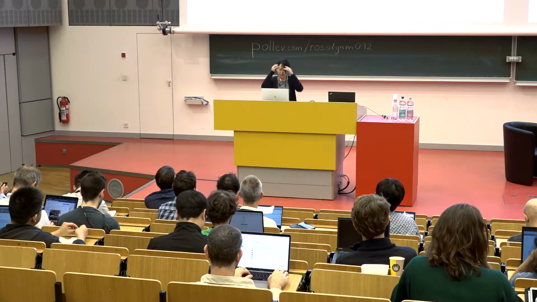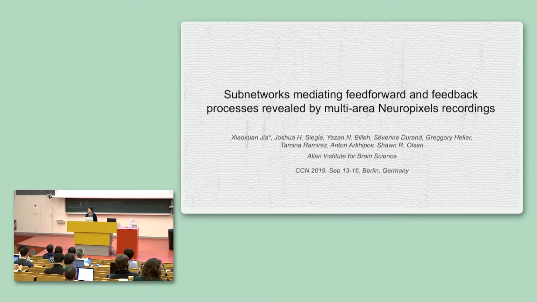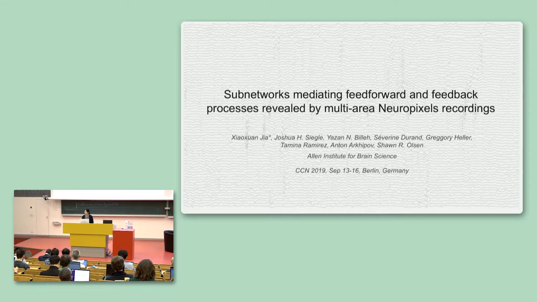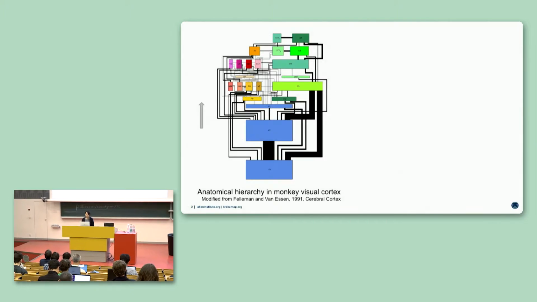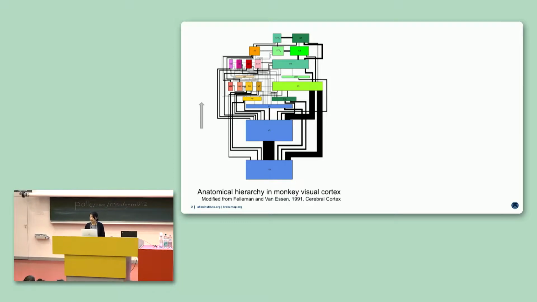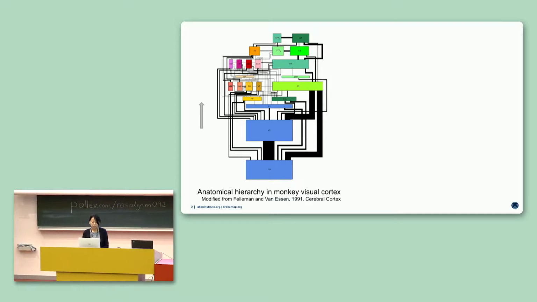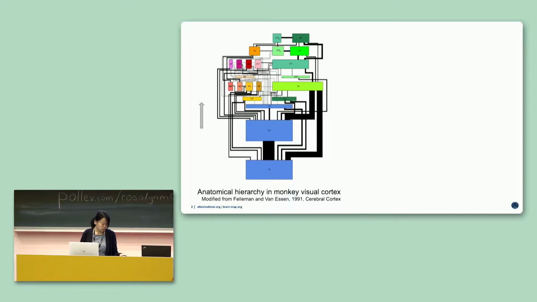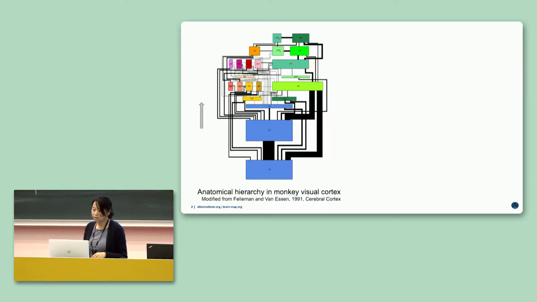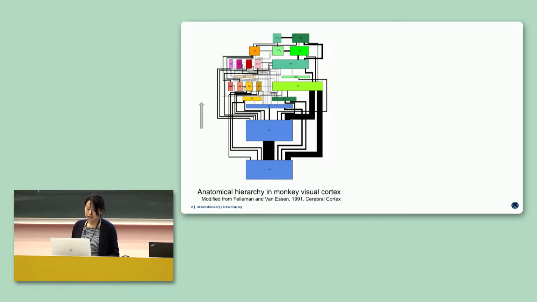Today I'll talk about subnetworks mediating feed-forward and feedback processes in mouse visual cortex, revealed by multi-area recordings and large-scale functional network analysis. The visual system is organized hierarchically with extensive feed-forward and feedback connections forming a highly recurrent network. For example, here I'm showing a graphic representation of the monkey visual areas, with different boxes representing different cortical areas, organized according to their anatomical hierarchy from bottom to top.